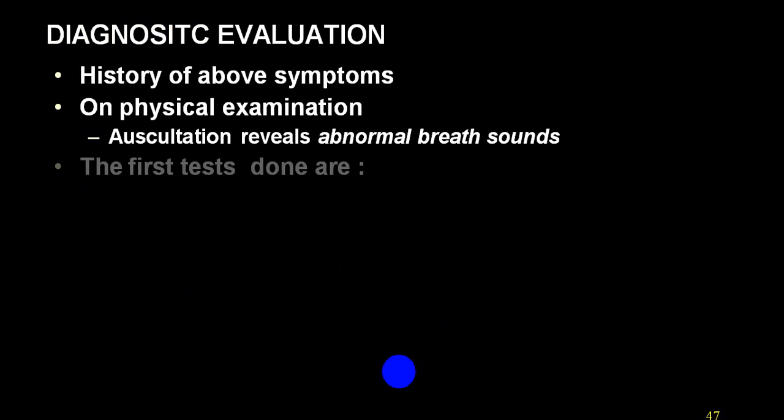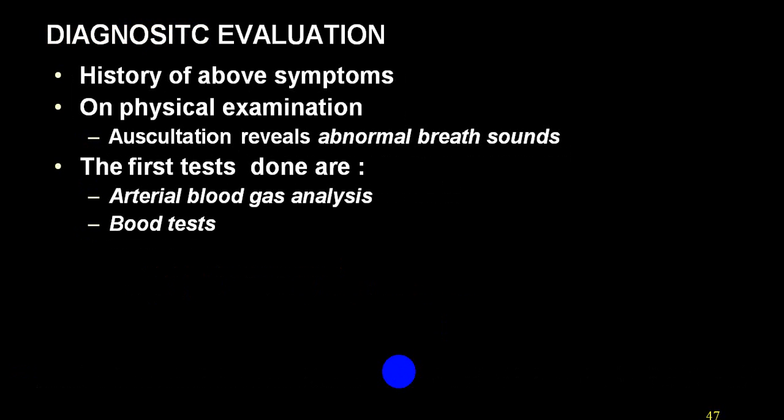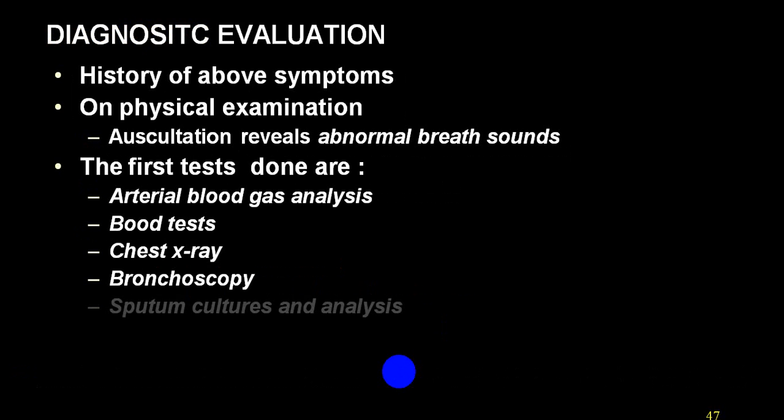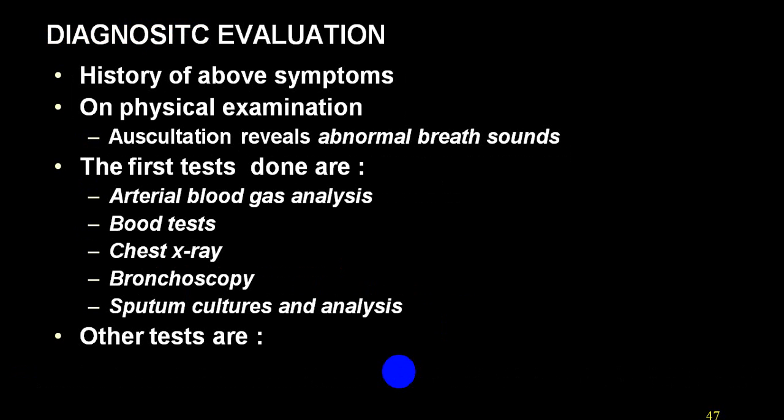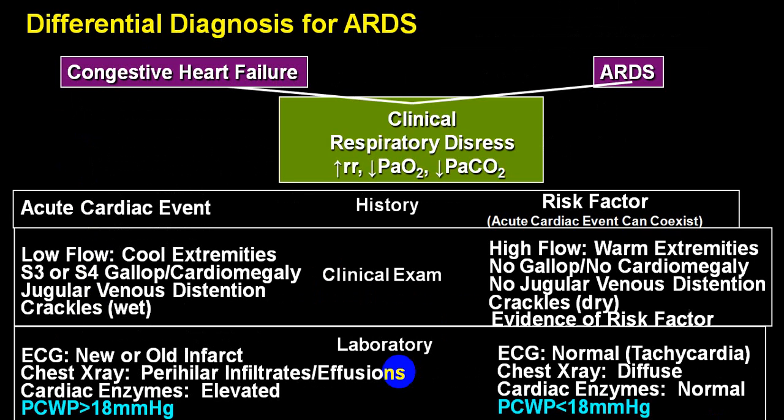History, physical examination, auscultation, arterial blood gas analysis, blood tests, chest X-ray, bronchoscopy, sputum culture, chest CT scan, echocardiography, etc. are very helpful. To differentiate between congestive heart failure and ARDS: in congestive heart failure, you will have an acute cardiac event like MI or acute MR, acute AR. Extremities will be cold and clammy. S3, S4 will be present. JVP will be elevated. You will have bilateral basal crackles.